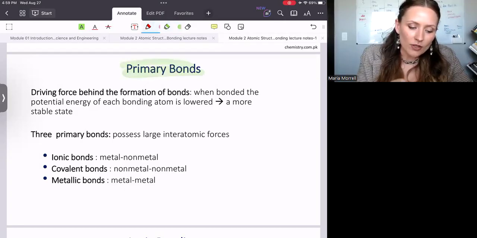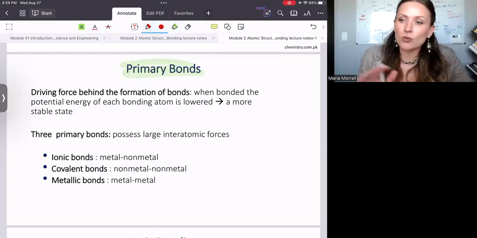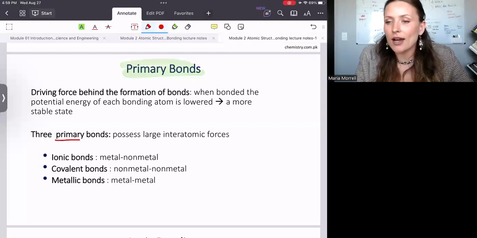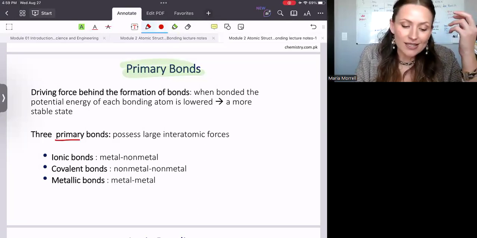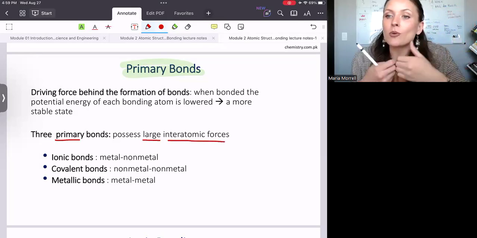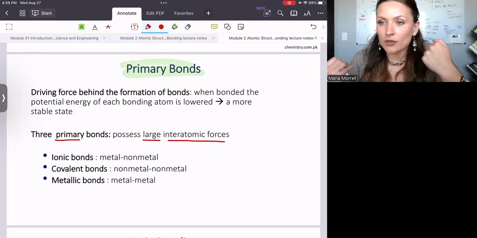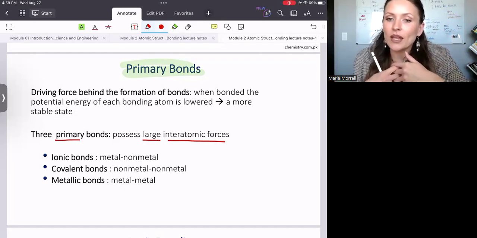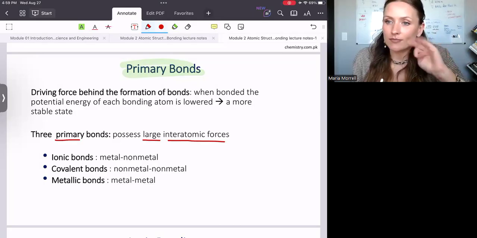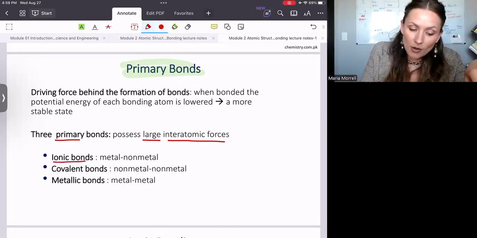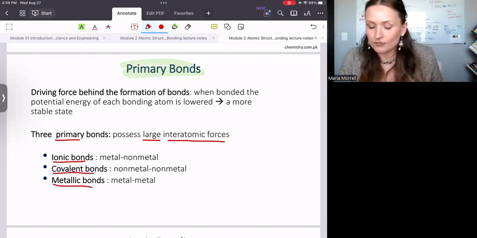There are three primary bonds, and what we need to know about those, since we call them primary, what we mean by that is that they possess large interatomic forces. To break down a primary bond, you do need to deliver a sufficient amount of energy. Now, there are three primary bonds, and those are ionic bonds, covalent bonds, and metallics.